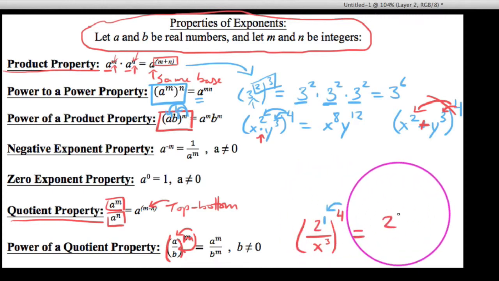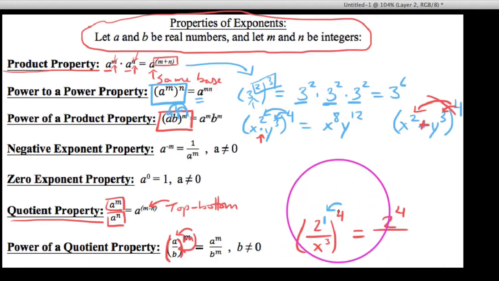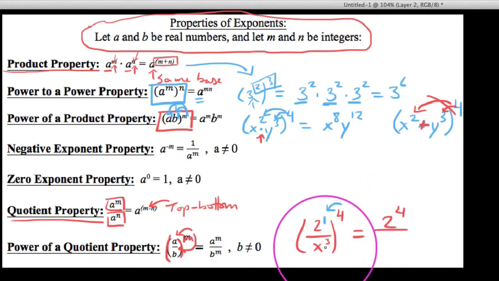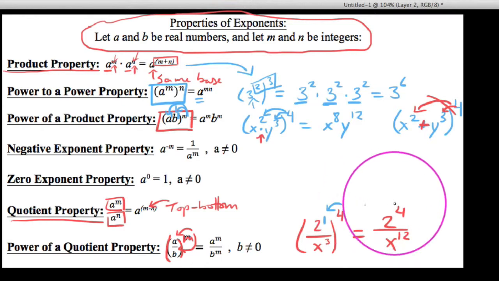We say 2 to the 1 times 4 is 2 to the 4th. And then down on the bottom we'd say x to the 3rd, that to the 4th. And we know raising a power to a power, you multiply the exponents. We say x to the 3rd to the 4th is the same thing as x to the 3 times 4, which is x to the 12.